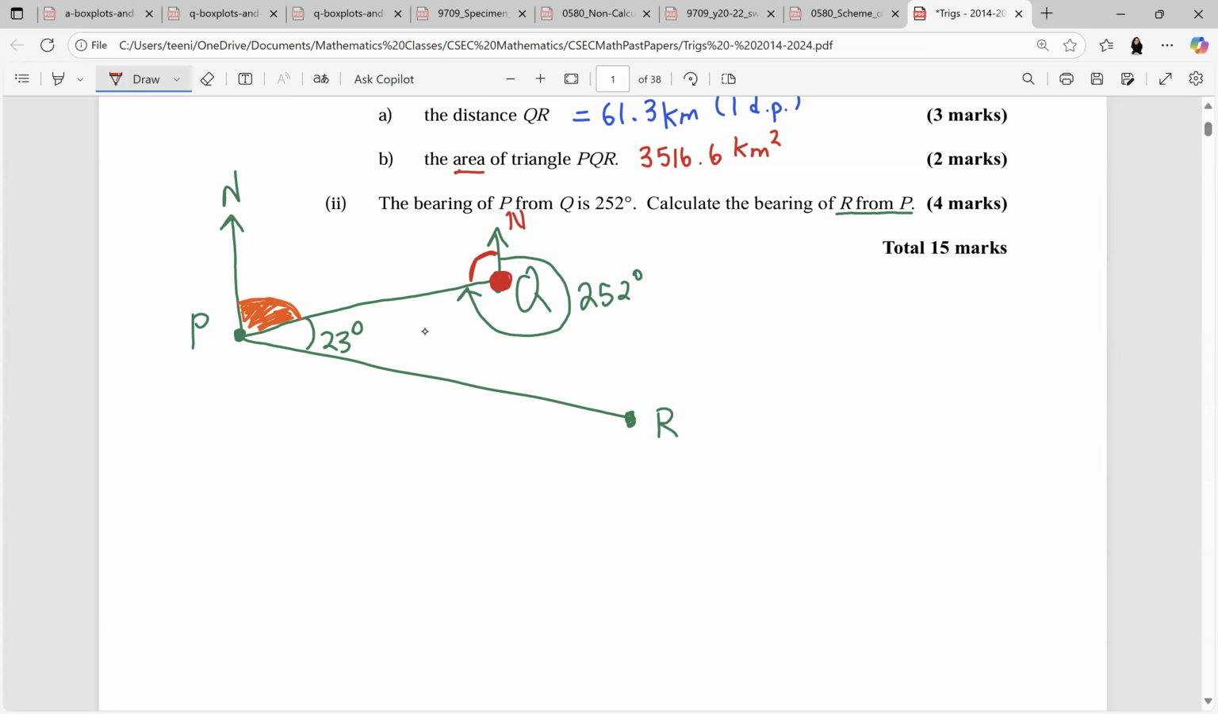Can anybody tell me what is the number of degrees around a point? How many degrees do you have in a complete revolution? 360. 360 degrees.